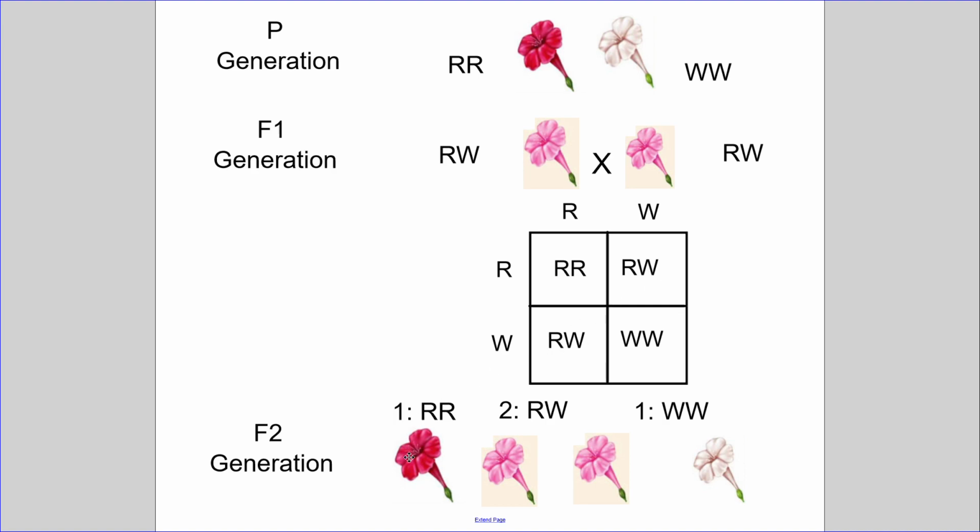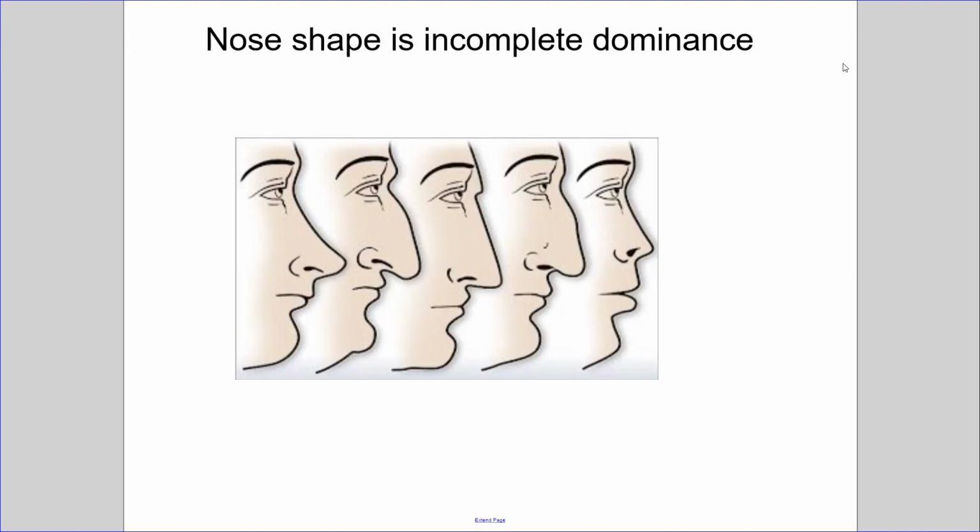So there are some similar patterns that you might pick up to the Mendelian rules, but the colors, the phenotypes are going to be a little bit different. Instead of having just 2 phenotypes, we actually have 3 now. Nose shape is an example of incomplete dominance. The shape of your nose is a blend of the alleles that you got from your parents.